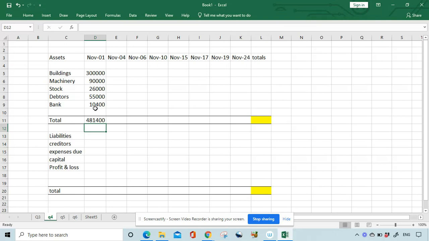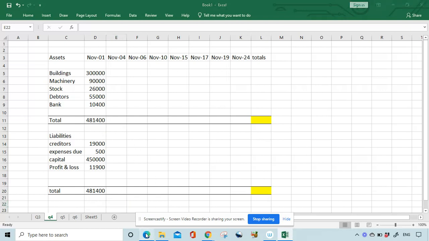481,400 is my total. So then creditors, 19,000. Expenses due, 500. Capital, 450,000. And profit and loss, 11,900. And I will add these up as well. And I get the same answer. So remember, as we go through the question, your total assets and total liabilities always have to add up to the same thing. That's one of the rules of these questions.